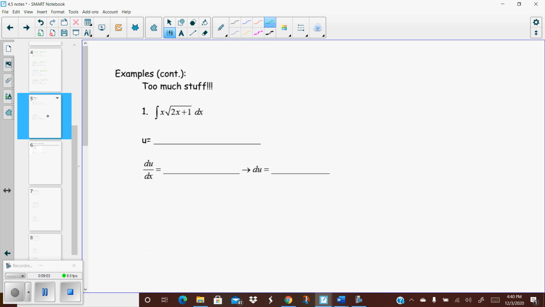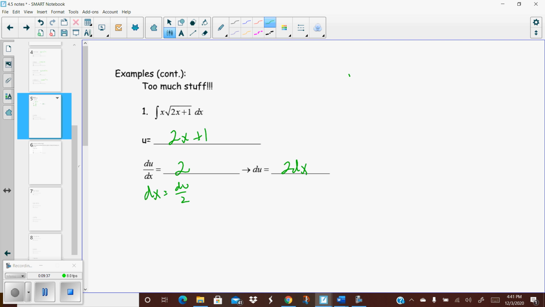Now it says examples continue, too much stuff. Too much stuff mostly because of number 1, but you can never have too many of these examples to practice because it is definitely the best way to learn. All right, so in number 1, the composited piece is pretty obviously 2x plus 1. So du over dx is going to be 2. So 2 dx is du. Solving for dx, we get du over 2.